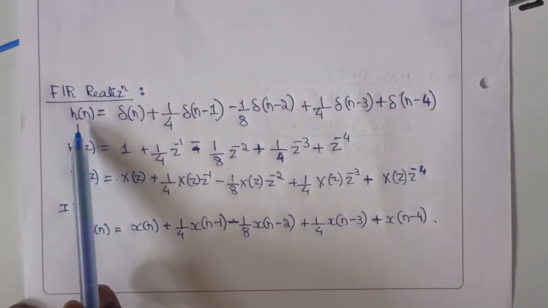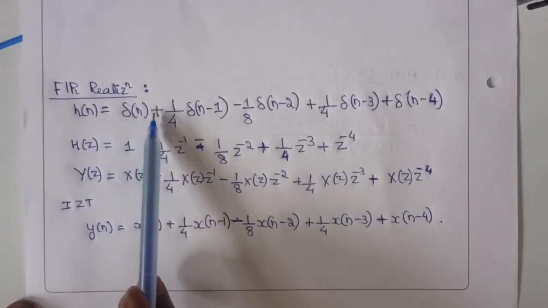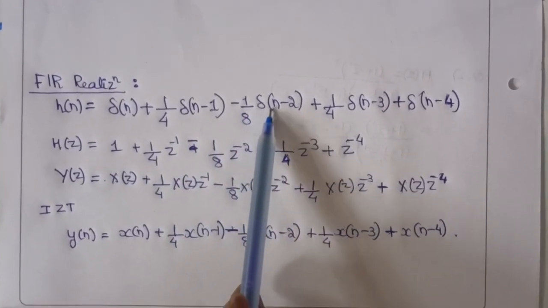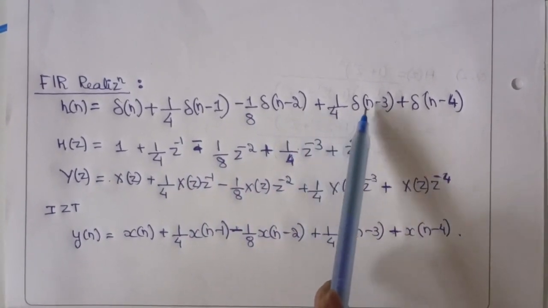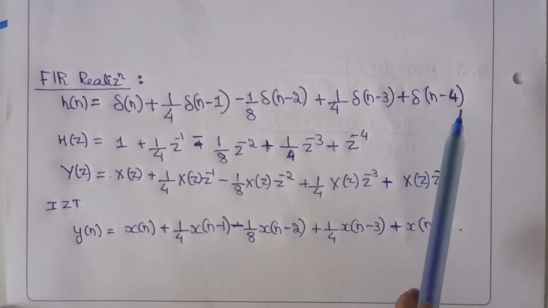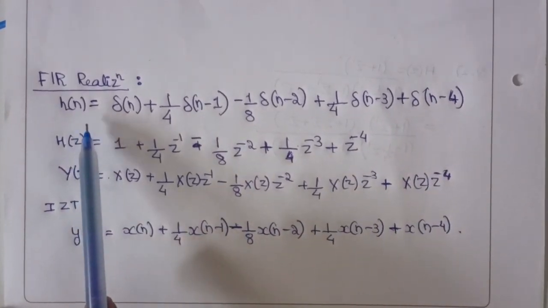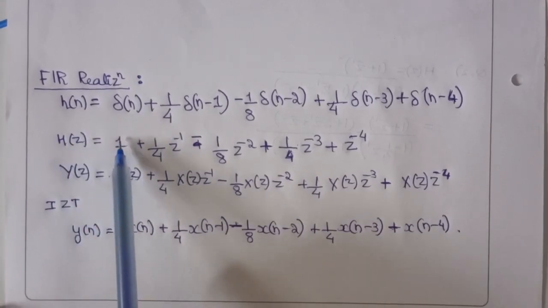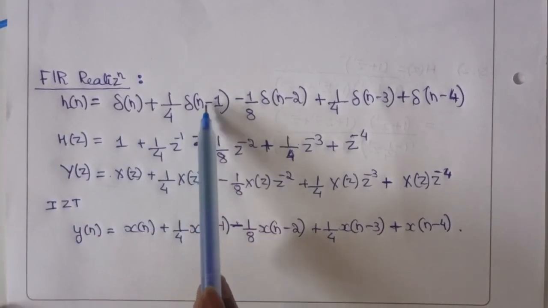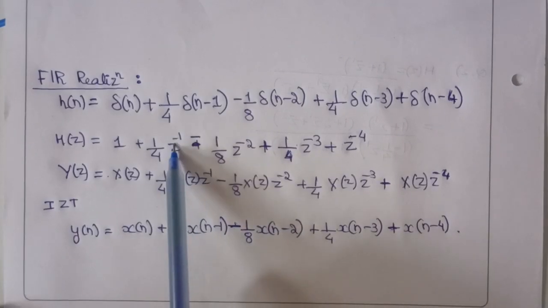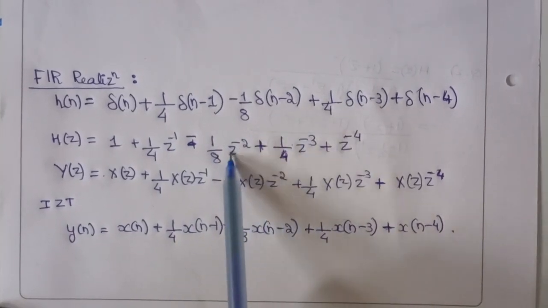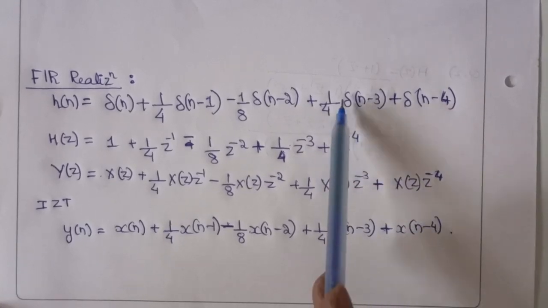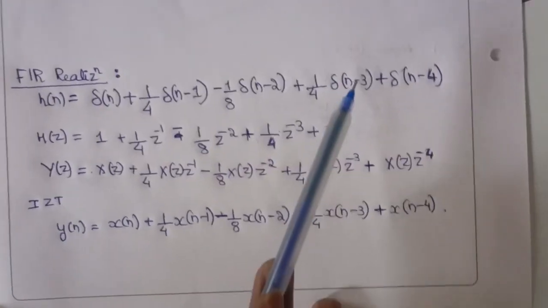We have another numerical where h of n is given as delta of n plus 1 by 4 delta of n minus 1 minus 1 by 8 delta of n minus 2 plus 1 by 4 delta of n minus 3 plus delta of n minus 4. By taking the z transform of this equation, we get h of z is equal to 1 plus 1 by 4. Since n minus 1 is there, it becomes z raised to minus 1. N minus 2 is there, z raised to minus 2. Similarly, z raised to minus 3 and z raised to minus 4 with the respective coefficients.